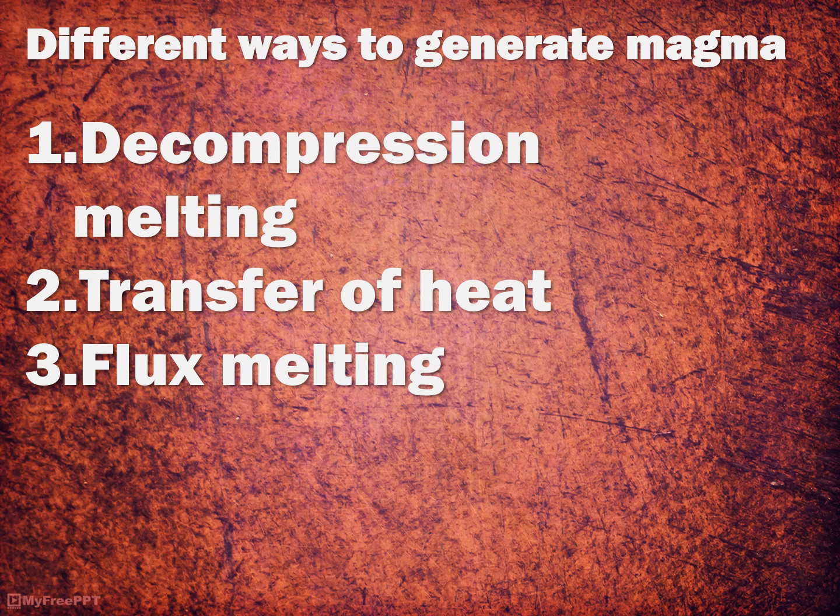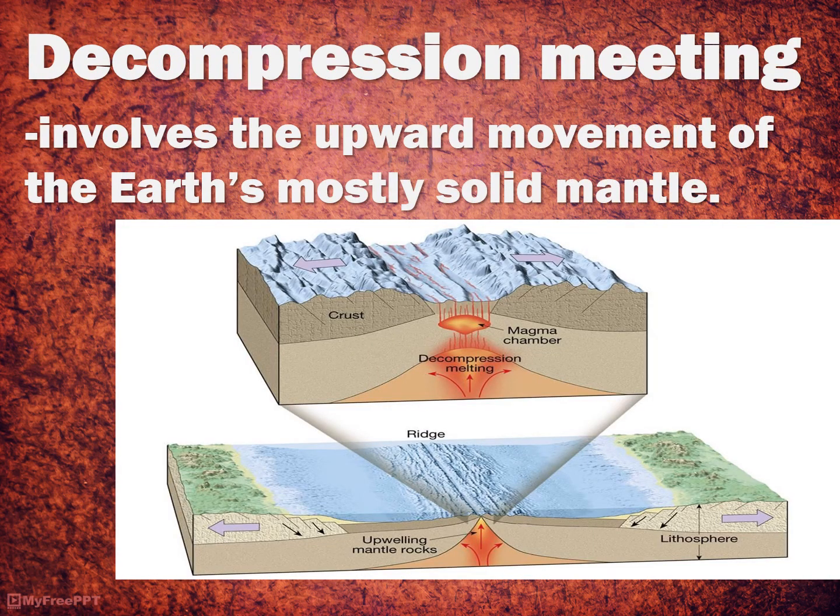So there are three ways to generate our magma. One is decompression melting, transfer of heat, and flux melting. One by one, we will be discussing these three. First, let's talk about decompression melting. It involves the upward movement of the Earth's mostly solid mantle.